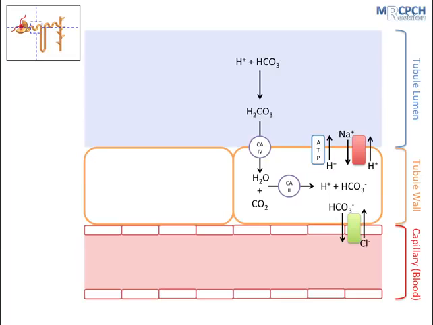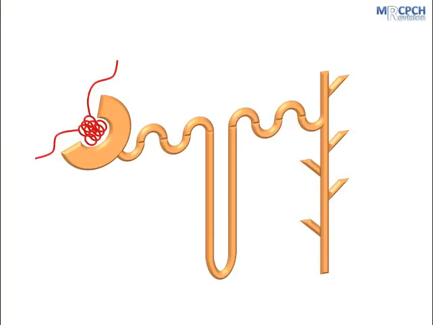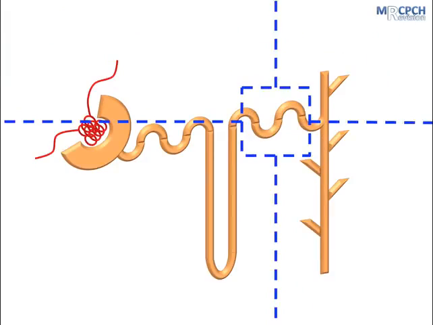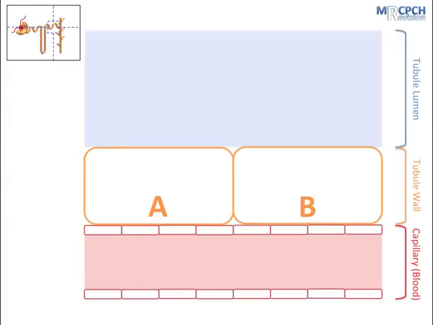So the proximal convoluted tubule accounts for roughly 70 to 80% of the reabsorption of bicarbonate back into the circulation. We'll now turn our attention to the distal convoluted tubule and the collecting duct system. Here we have two types of cell. These are called intercalated cells, and there is a type A or alpha cell and a type B or beta cell.